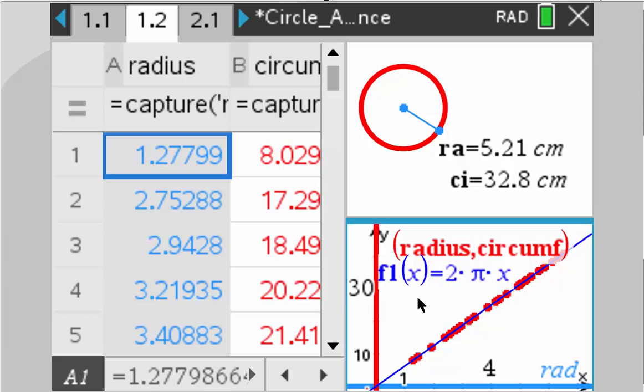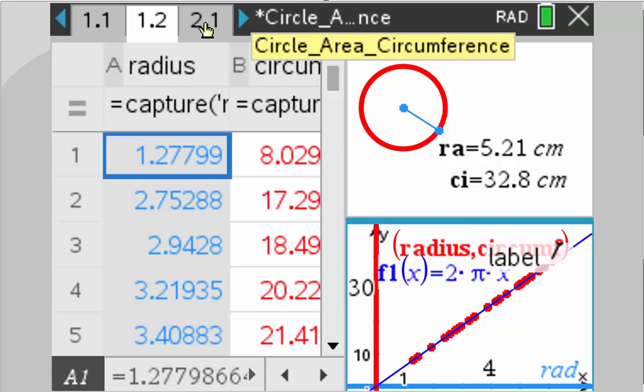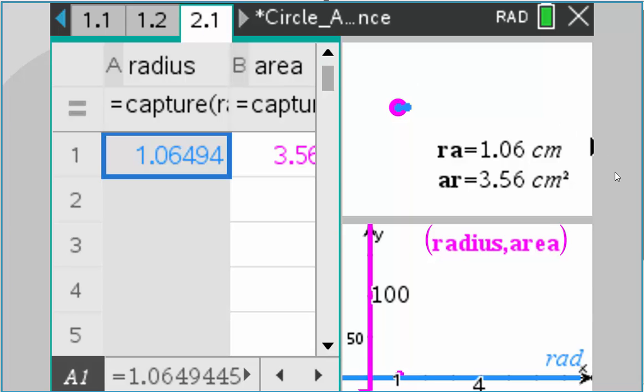By the way, notice we just made a big connection between the data and an equation and brought back the circumference of a circle formula and showed why that works. So the next page also looks very complicated, but very similar to the one we just did. This is going to capture radius and its corresponding area and then plot it.